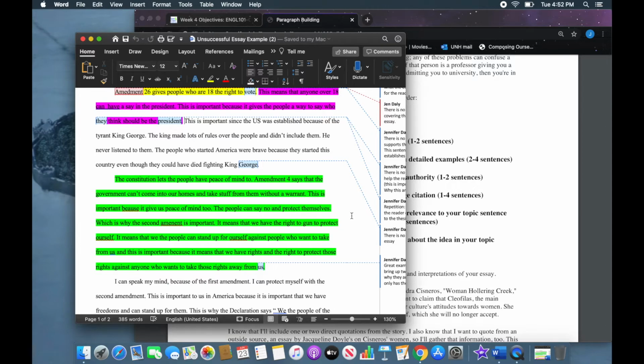The Constitution lets people have peace of mind, too. Amendment 4 says that the government can't come into our homes and take stuff from them without a warrant. This is important because it gives us peace of mind, too. The people can say no and protect themselves, which is why the Second Amendment is important. It means that we have the right to guns to protect ourselves. It means that we, the people, can stand up for ourselves against people who want to take from us. And this is important because it means that we have the rights and the right to protect those rights against anyone who wants to take those rights away from us.